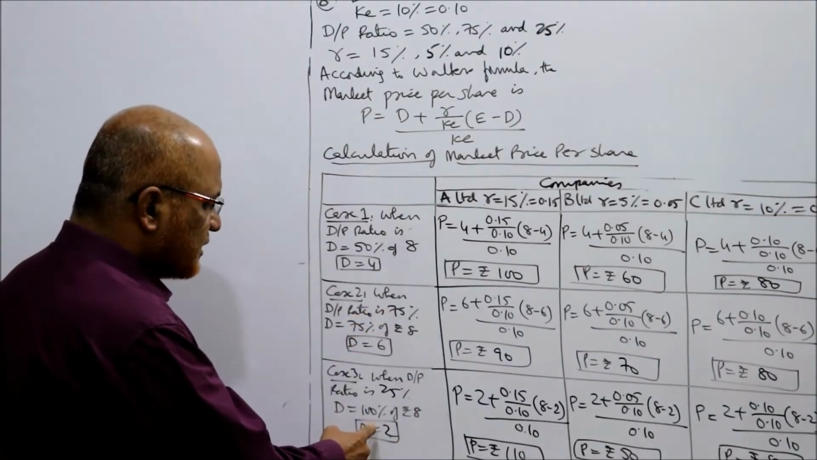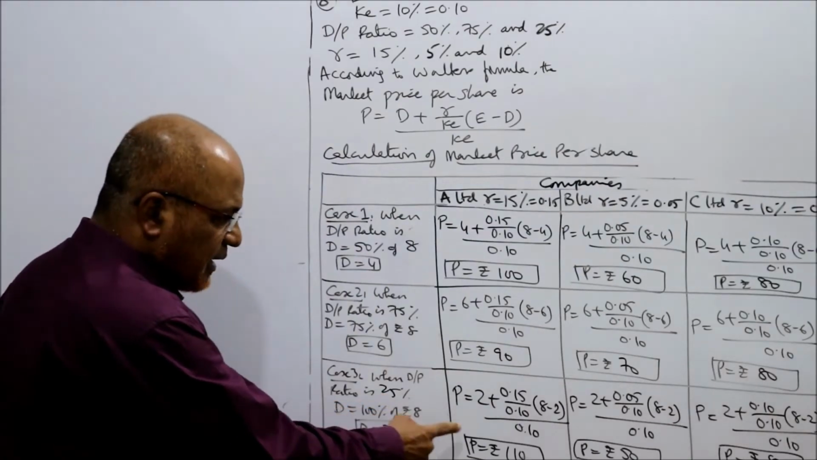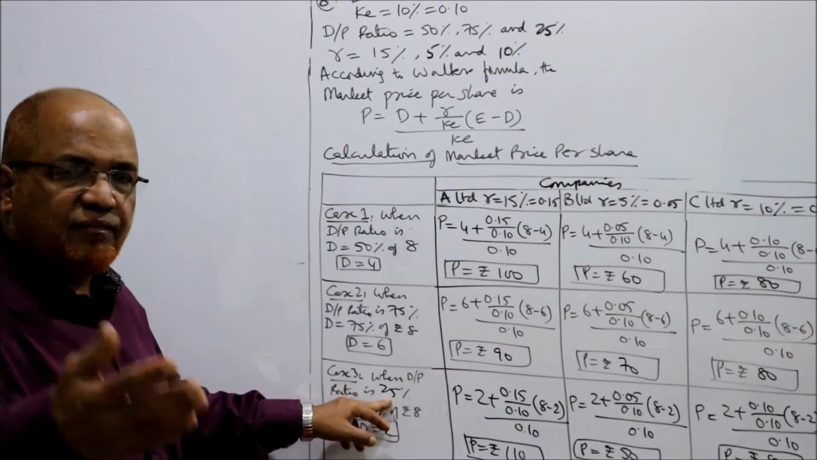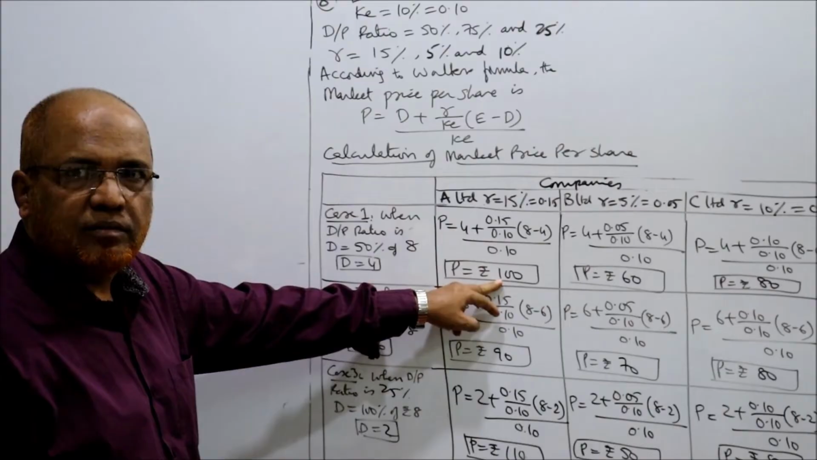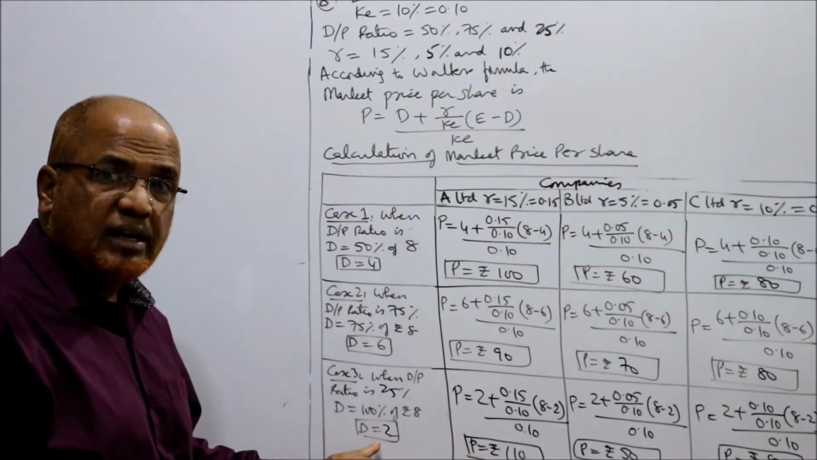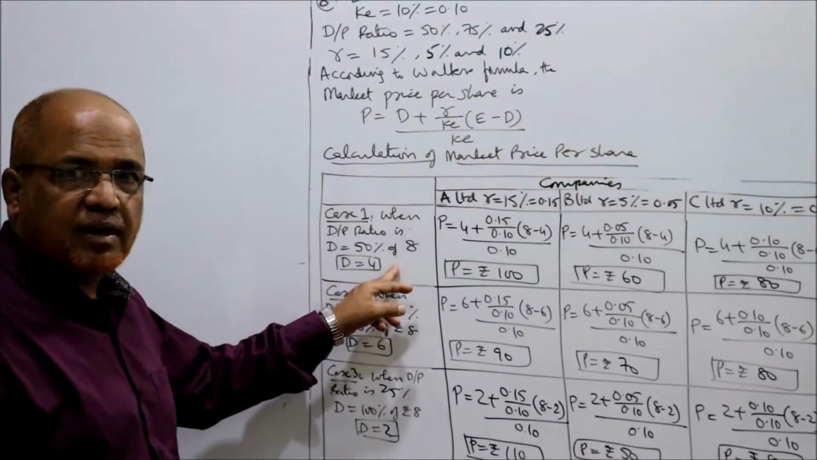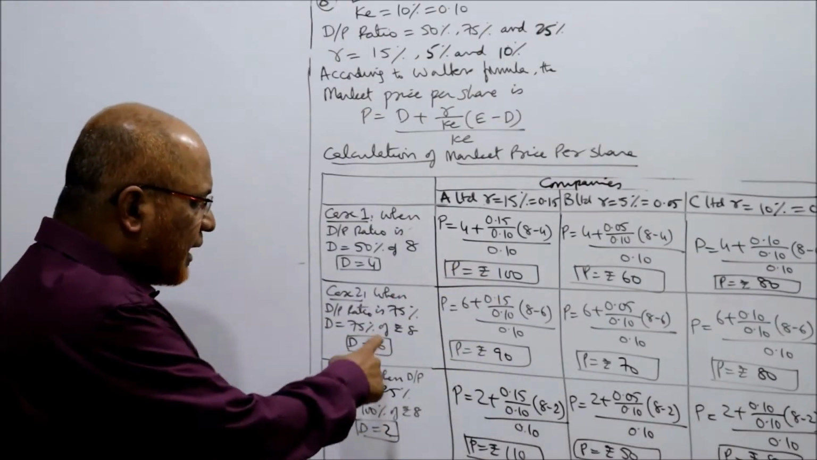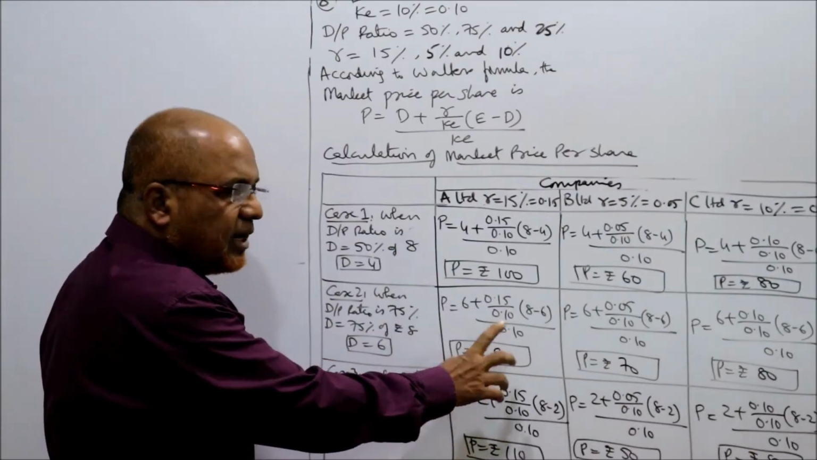When 25% is the DP ratio, the market price is 110. Now if we increase from 25% to 50%, the market price has come down to 100 rupees. It was 110 rupees when the DP ratio was 25%. If we increase the DP ratio to 50%, the market price comes down to 100 rupees. And if we increase the DP ratio to 75%, the market price comes down further to 90 rupees.